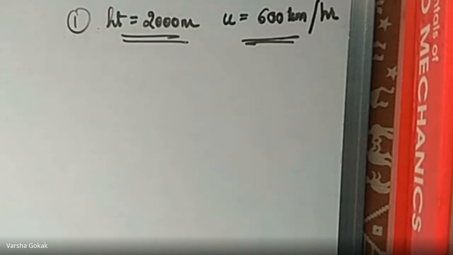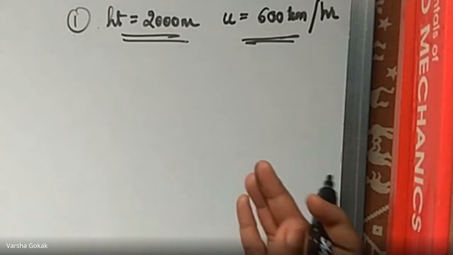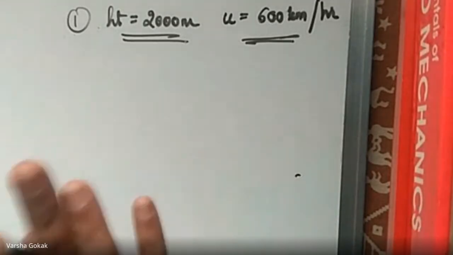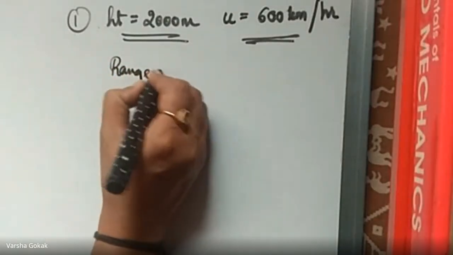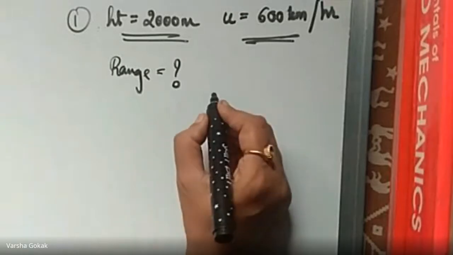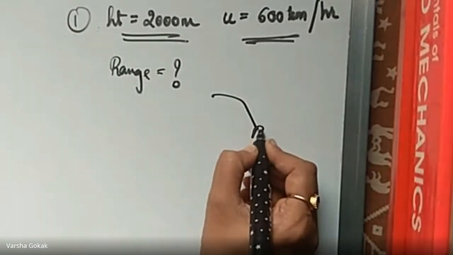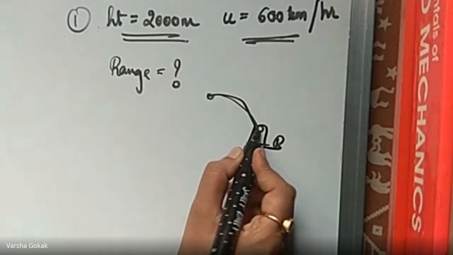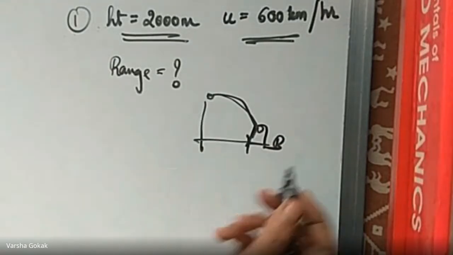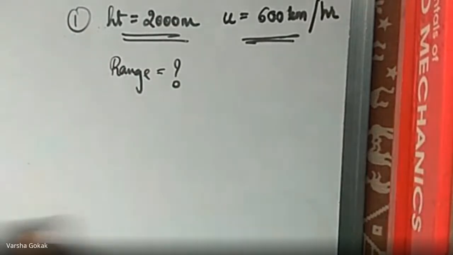Any guesses? At what distance from the target should he release the bomb? Range. Yes, he's asking us to find the range. At what distance should it hit? This is your target value. If I drop it here, because of the motion, it will go and hit it here. So this would be your range value. He's asking us to find the range.